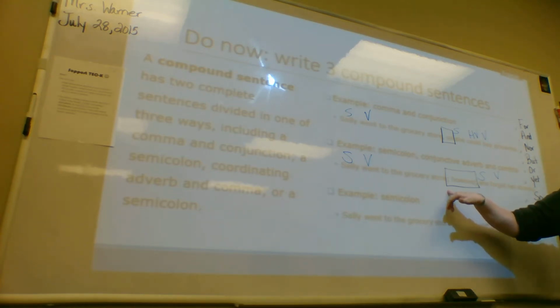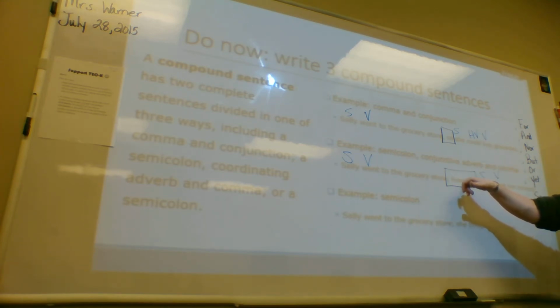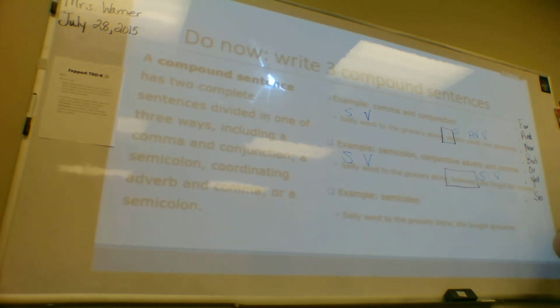A semicolon will end the sentence, and the conjunctive adverb is introducing the new piece. So you have to have that comma there. You can live a very full and happy life without ever using this. You will still live, and your life can be great.